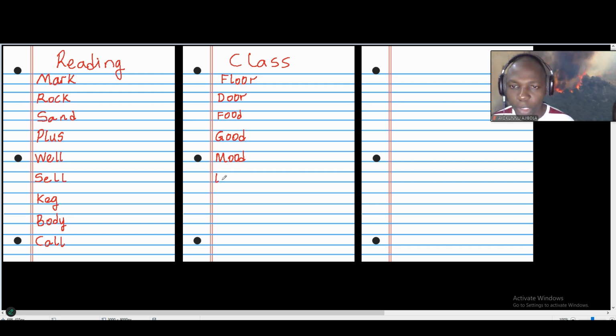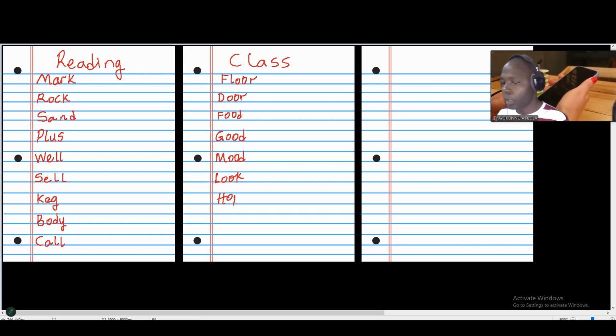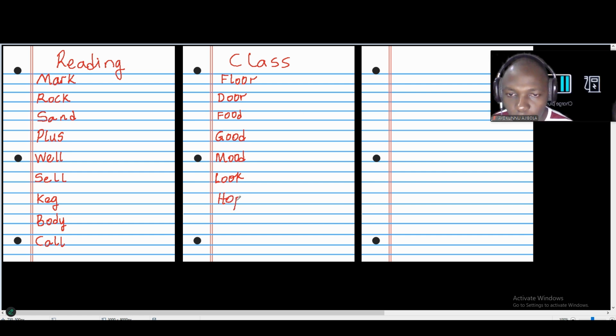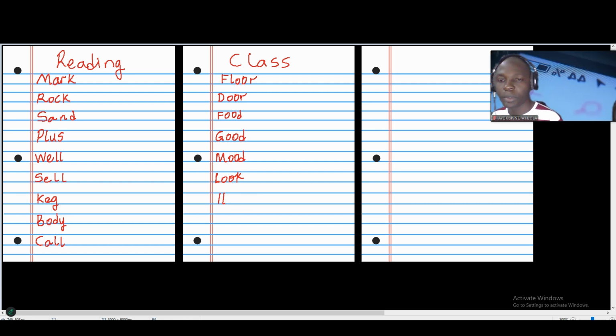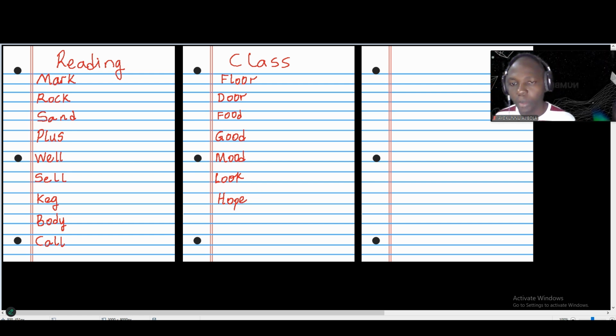Then we can replace it with L, look. Then the next one I want to write is hope, H-O-P-E. I want to write the H very well. H-O-P-E. But it looks like IT, so I better write the H properly. So you cross the H. So H-O-P-E, hope.